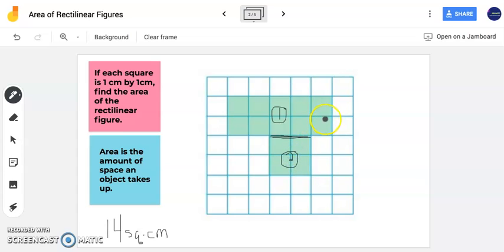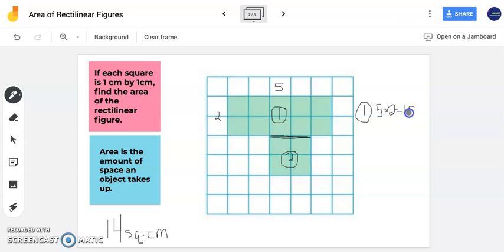Now in this example, my length and width is not labeled, so I do need to count each square unit to find that. So to find the length here, I have 1, 2, 3, 4, 5, and my width is 1, 2. So now for figure 1, if I was to find the area of figure 1, I'm going to do my length times my width. So I have 5 times 2, which equals 10.